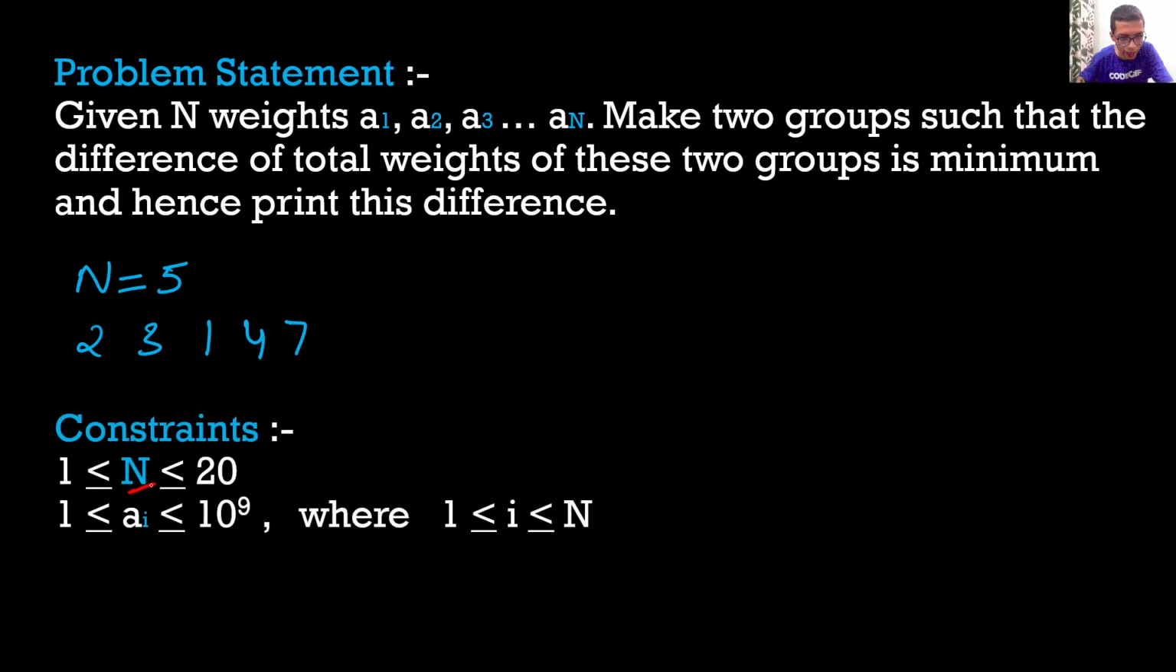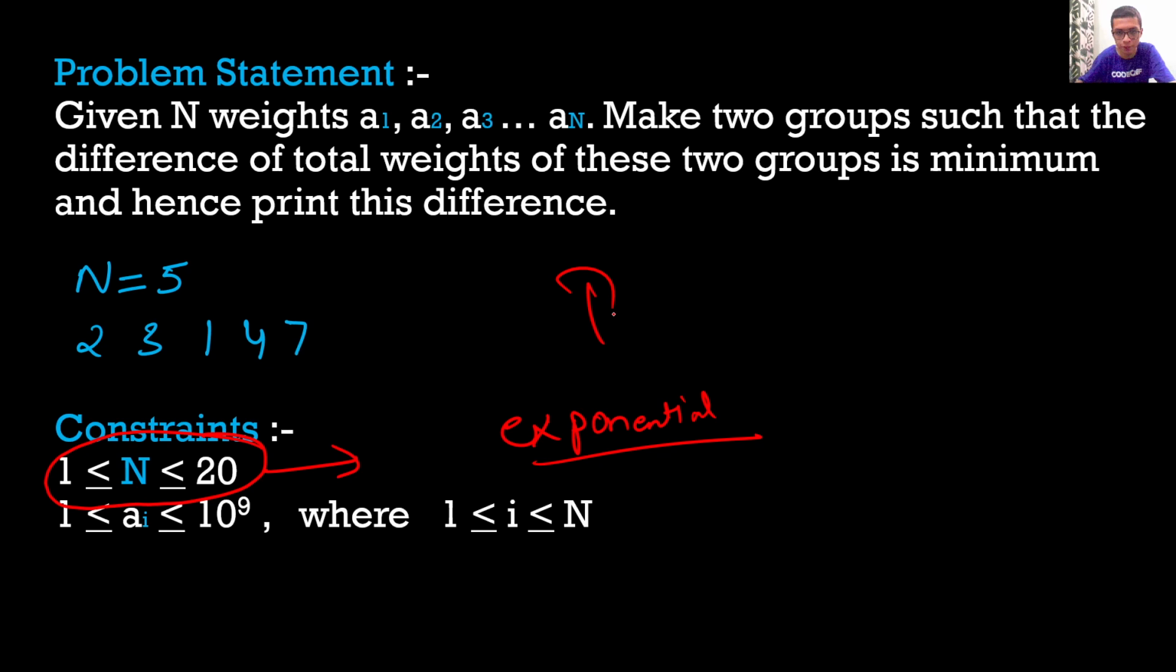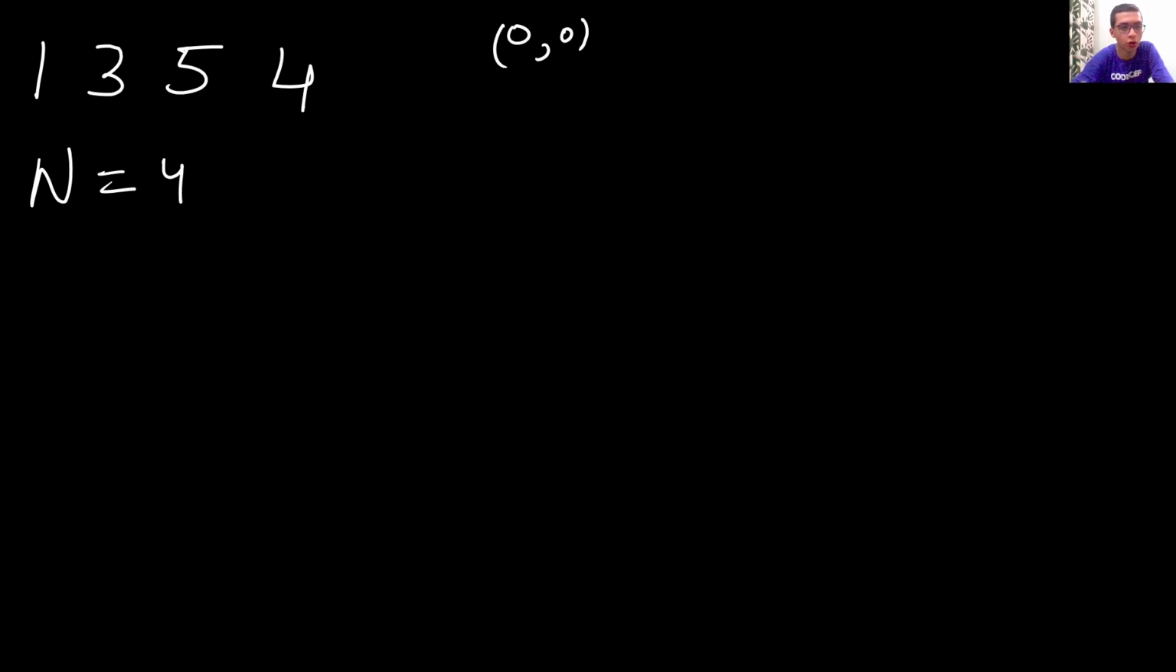Now let's look at the constraints. Over here, n is at max 20, right? And the size of these array elements could be up to 10 to the power 9. Now, n could be extremely small in this case. So this gives us a hint that we might have to use an exponential algorithm to solve this problem, right? Or in other words, we might have to go with a 2 to the power n algorithm to solve this question. So now let us move on to the approach.